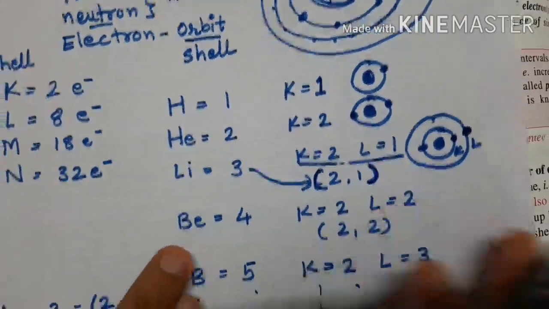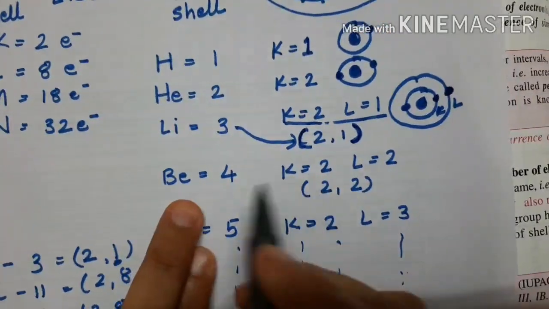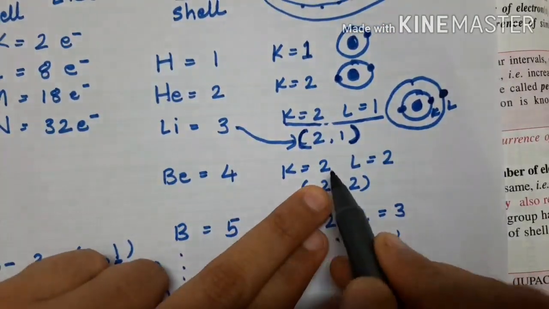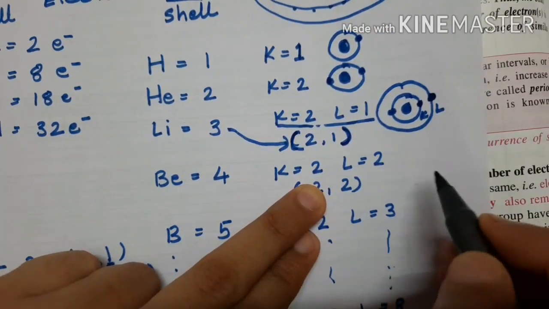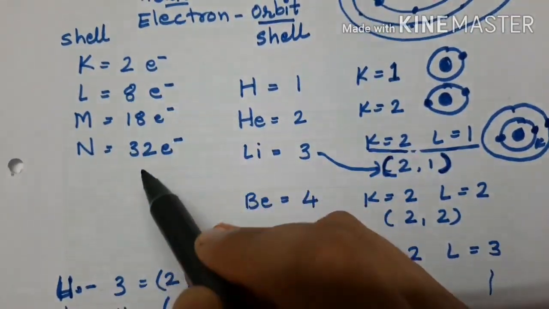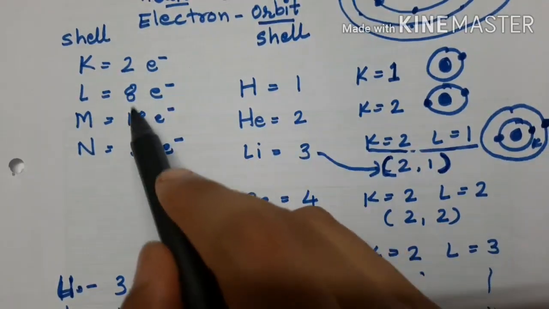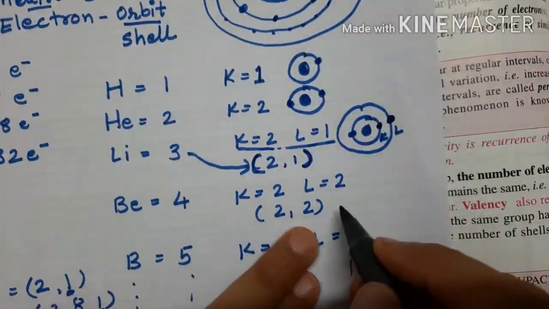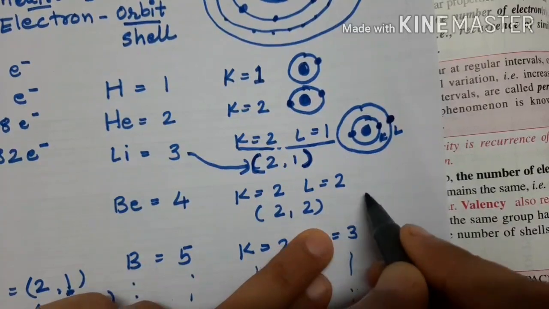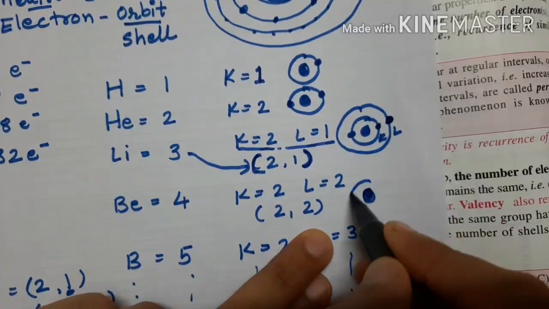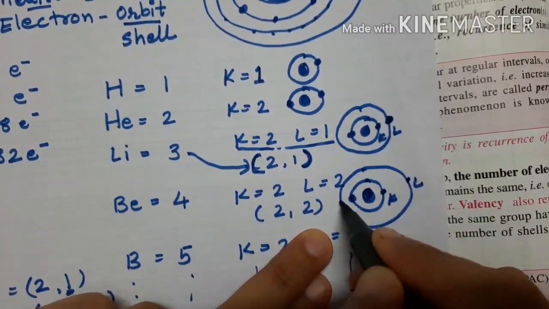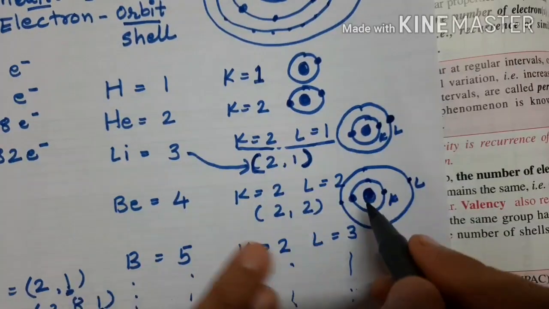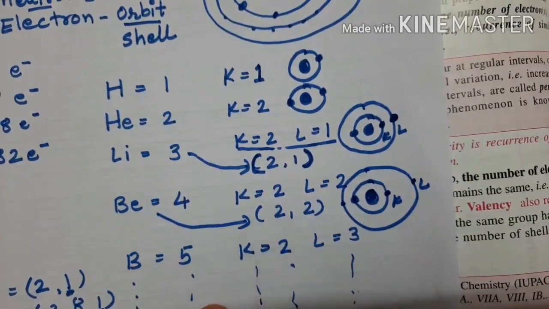Now let's take another example. Beryllium. Beryllium has 4. So 2 can go into K and the remaining 2 go into L, because L has a capacity of 8. I told you before: 2, 8, 18, 32. Remember this. So if you draw it like this, this is the nucleus, so K has 2 and L has 2. So this is the electronic configuration of beryllium.